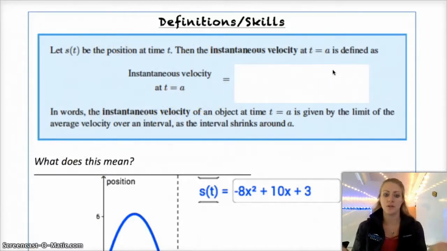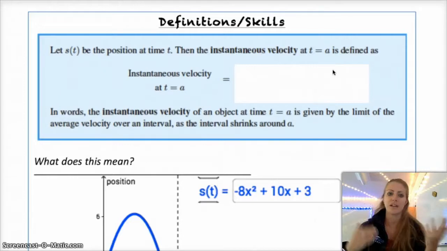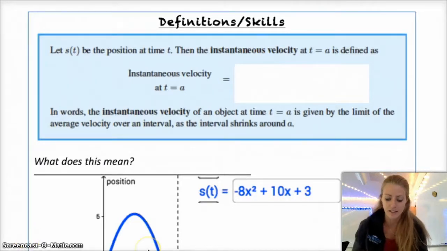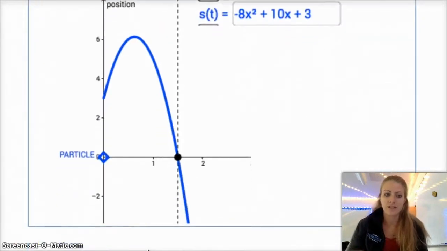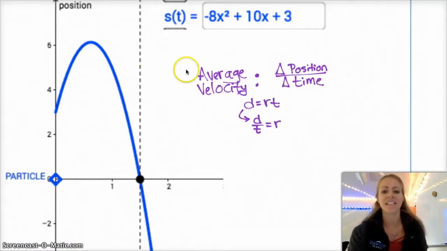In order to describe the instantaneous velocity, we need to first refresh the average velocity. So we're going to look at this graph first. Recall from class that your average velocity is your change in position over your change in time.